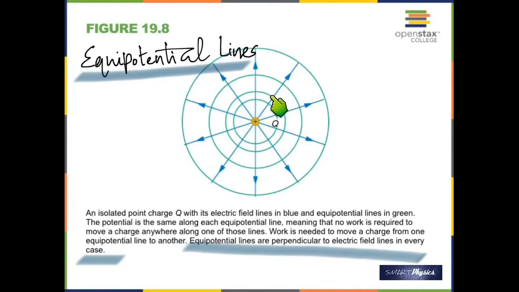Point number two, the electric lines or the electric intensity is always at right angles to the equipotential surface. Look at this angle, it's 90 degrees at any point, and that's always true. And of course, work is required to move the charge from one equipotential surface to the other. Okay? So to go from one to the other, yes, you have to do work. But to go from one point to another on the same equipotential surface, you don't have to do work.